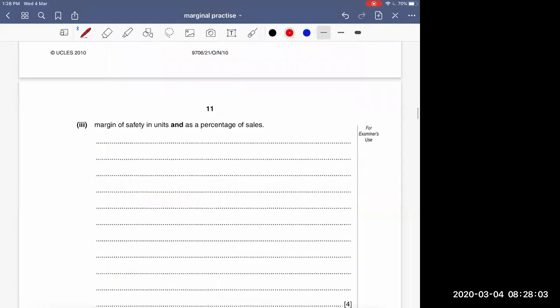Next part, we need to calculate margin of safety in units and as a percentage of sales. The margin of safety in units ke liye, total output minus break-even level of output. Or you can say existing output minus break-even level of output. Or you can say current output minus break-even level of output, which is 200,000 units minus break-even units is 120,000 units. So what is margin of safety in units? Margin of safety in units is 80,000 units.